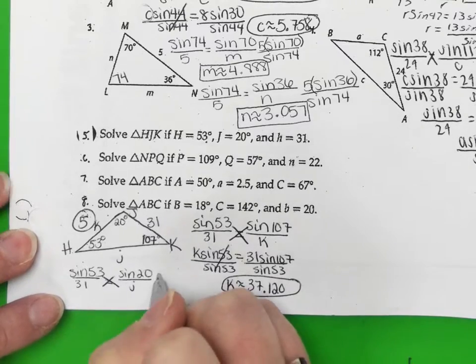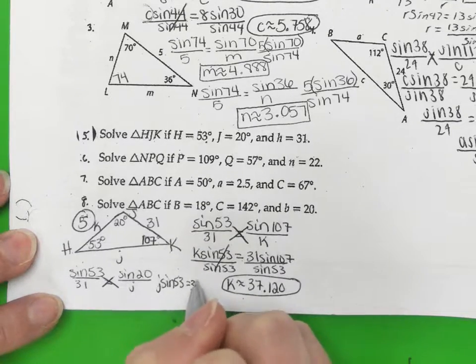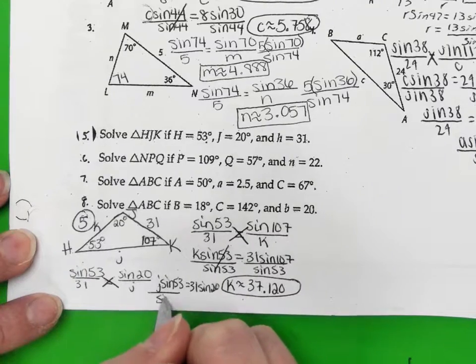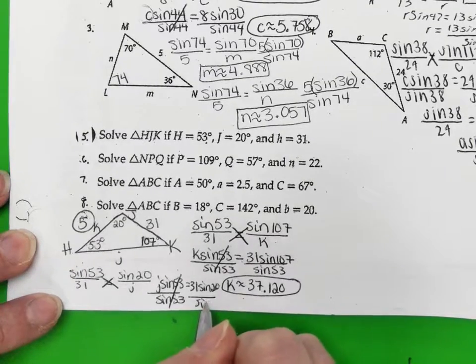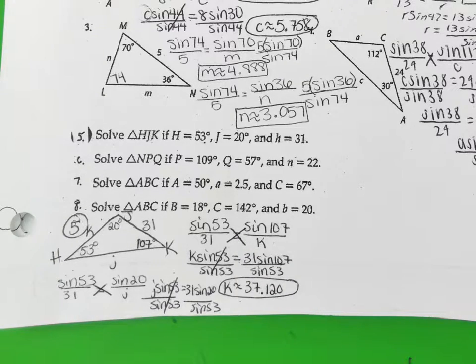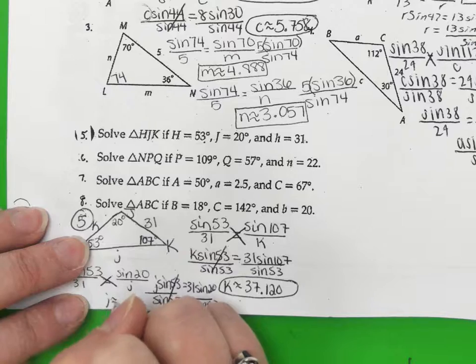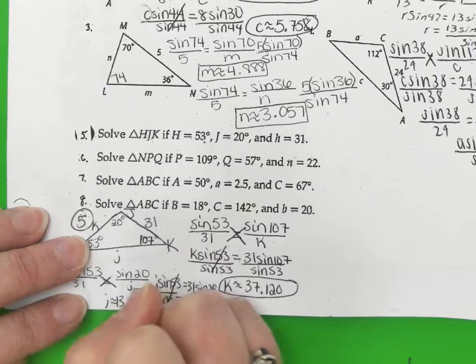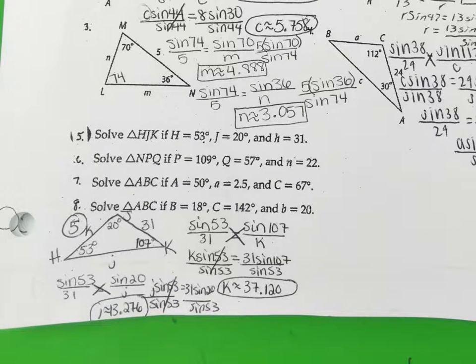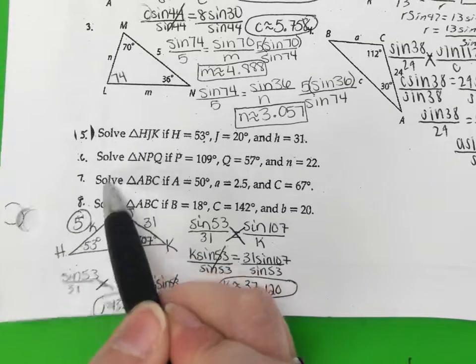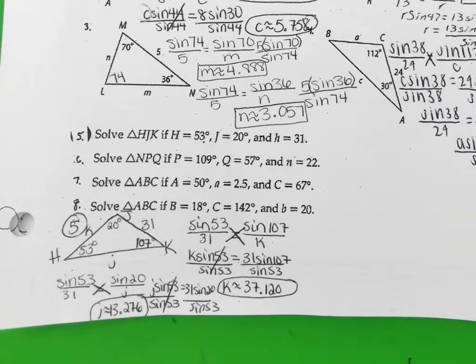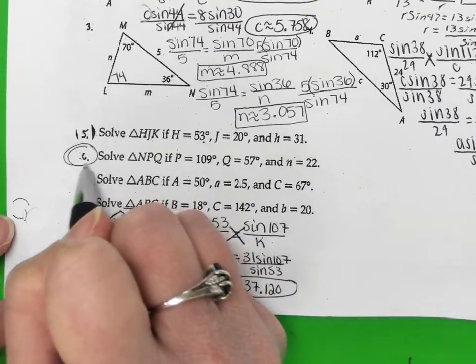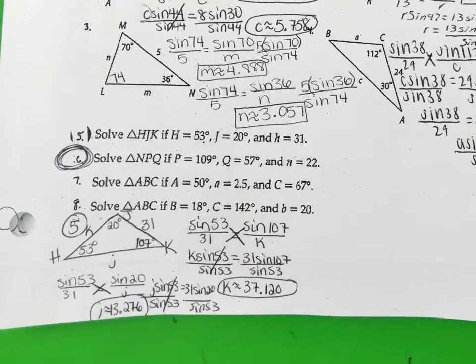That's cool. So we got J sine of 53 equals 31 sine of 20. Divide by sine of 53. 31 sine 20 divided by sine 53. 13.276. Y'all get that? Y'all okay? Okay. We got 3 more to do. 6, 7, and 8. Let's do number 6, and then we'll do 7 and 8 tomorrow, okay?